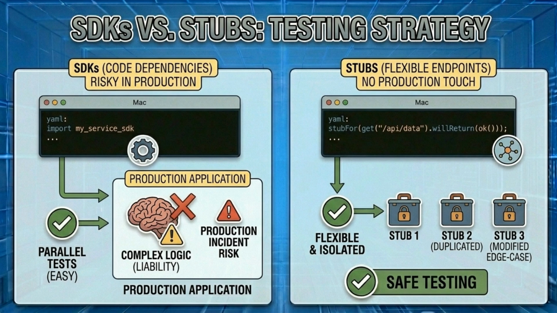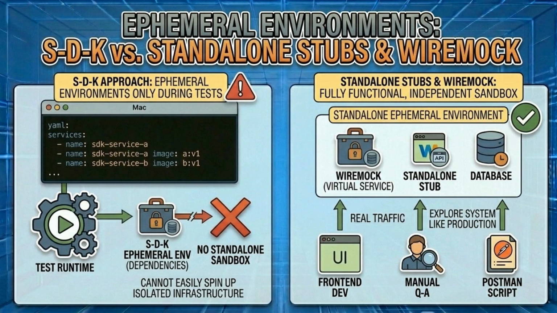Stubs are vastly more flexible. You can easily duplicate or modify endpoints for specific test edge cases without touching your production application code. The most severe drawback of the SDK approach is that it makes ephemeral environments possible only when you run tests. Since the SDK forces you to run dependencies within your test runtime, you cannot easily spin up isolated, on-demand infrastructure.